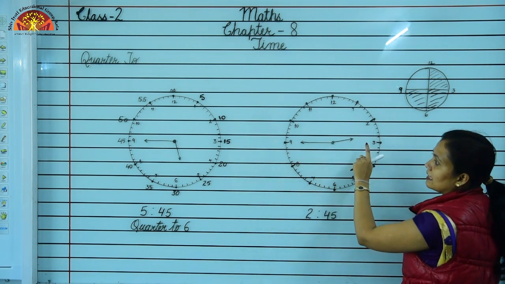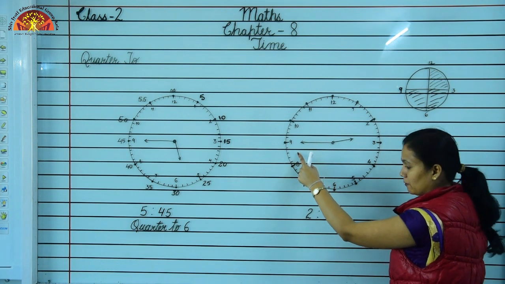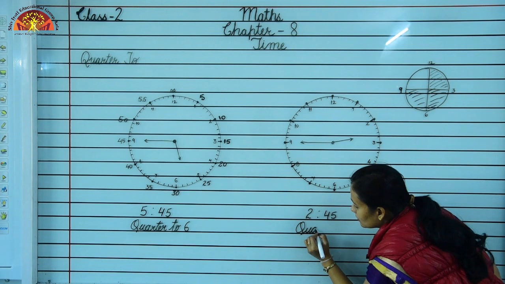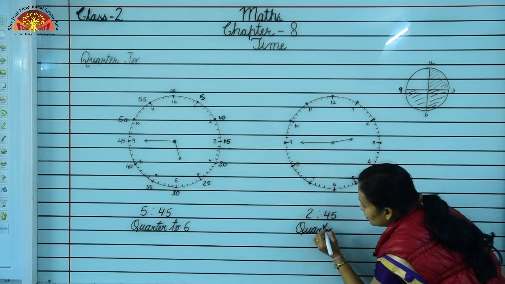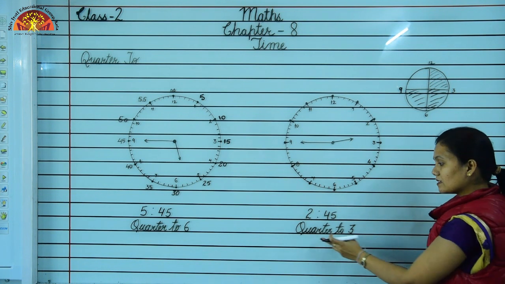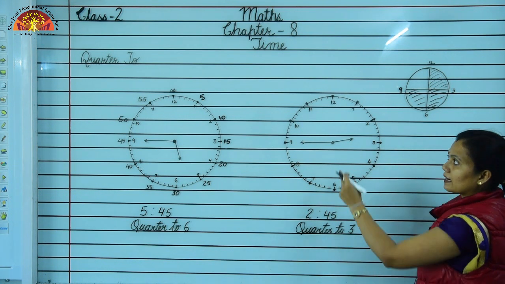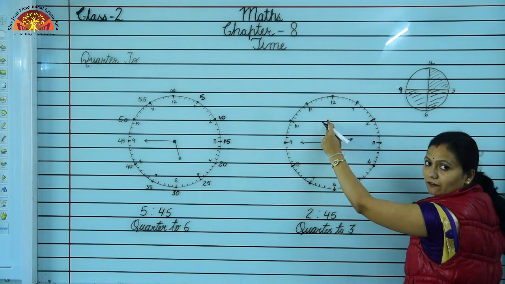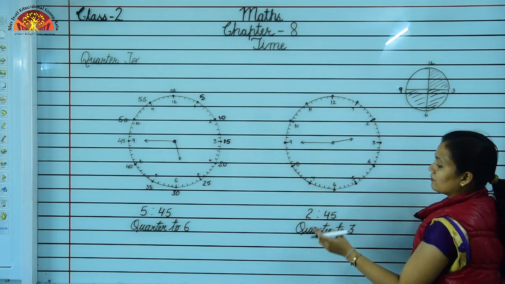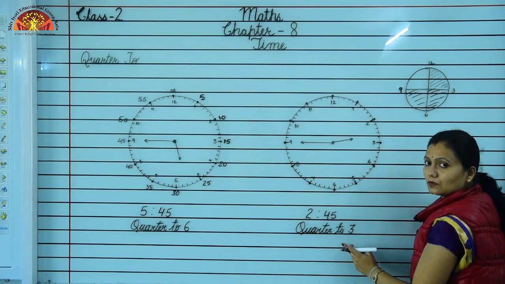So we can say that it is 2 hours 45 minutes, or we can say that it is quarter to 3. Now why is it quarter to 3? Because again only 1 part is left to complete 3 o'clock. That's why we have written it as quarter to 3.